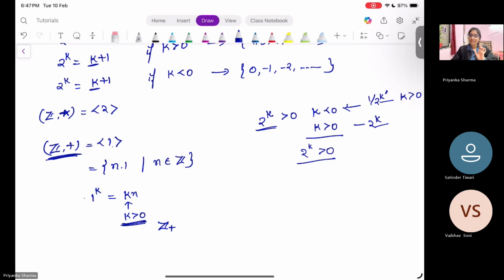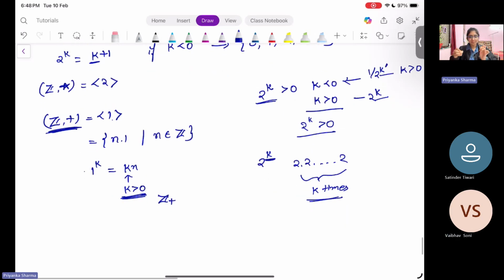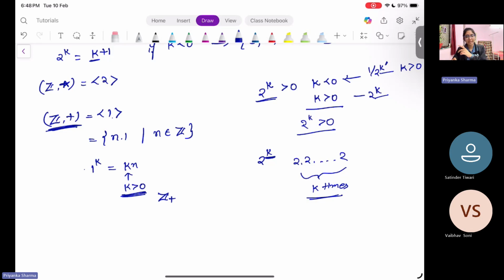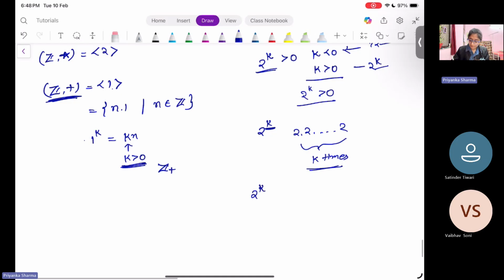Yes, ma'am. See, but actually, we are not taking 2 to the power k like 2 into 2 into 2 up to k times. This is the usual meaning of power, what we understand in arithmetic, but this is not the meaning of power here. This 2 to the power k doesn't mean 2 into 2 into 2 up to k times, where this product is the usual multiplication. 2 to the power k means 2 star 2 star 2 up to k times. This is the meaning actually.